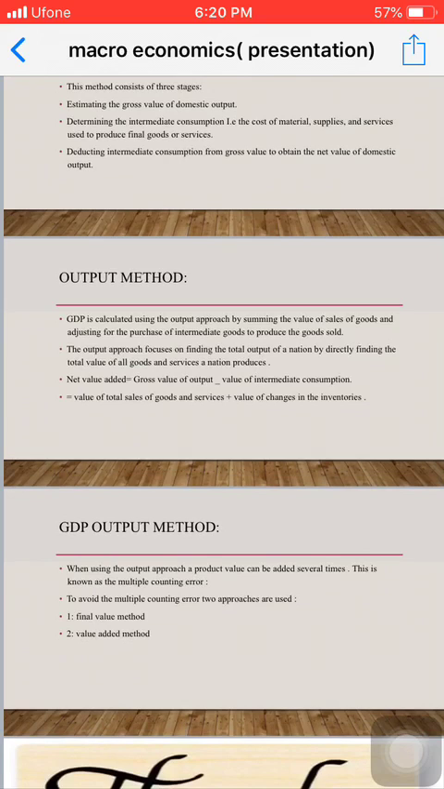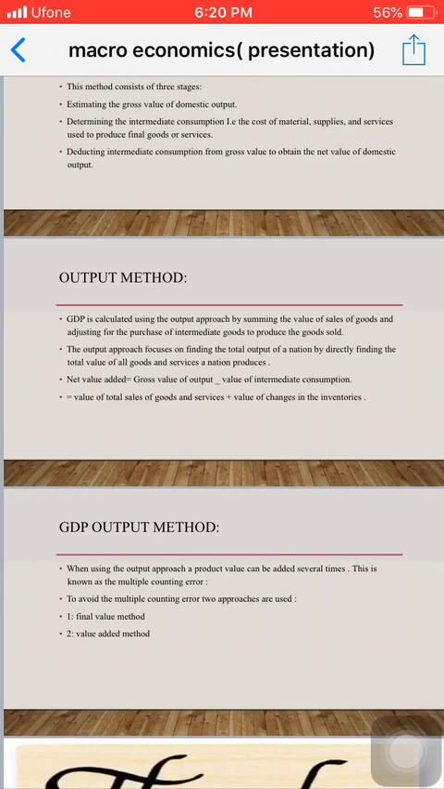A drawback of the final value method is that sometimes there is difficulty in identifying whether a good is an intermediate good or a final good. Example: although sugar is considered a final good, it can be an intermediate good for a confectionery product. The most suitable approach would be the value added approach.